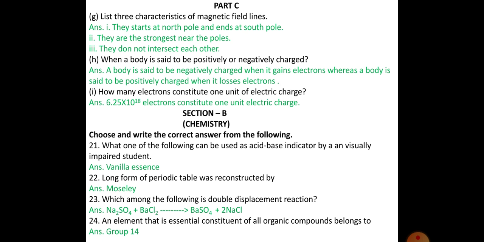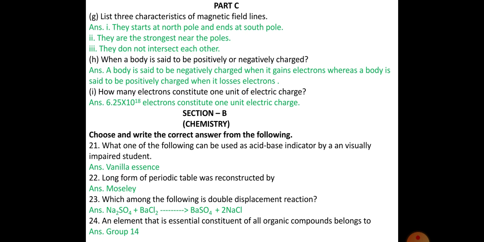How many electrons constitute 1 unit of electric charge? 6.25 into 10 to the power 18 electrons constitute 1 unit of electric charge. So this is the ending of the physics section. Now we will enter the chemistry section, that is section B. First of all, we go with the MCQs.